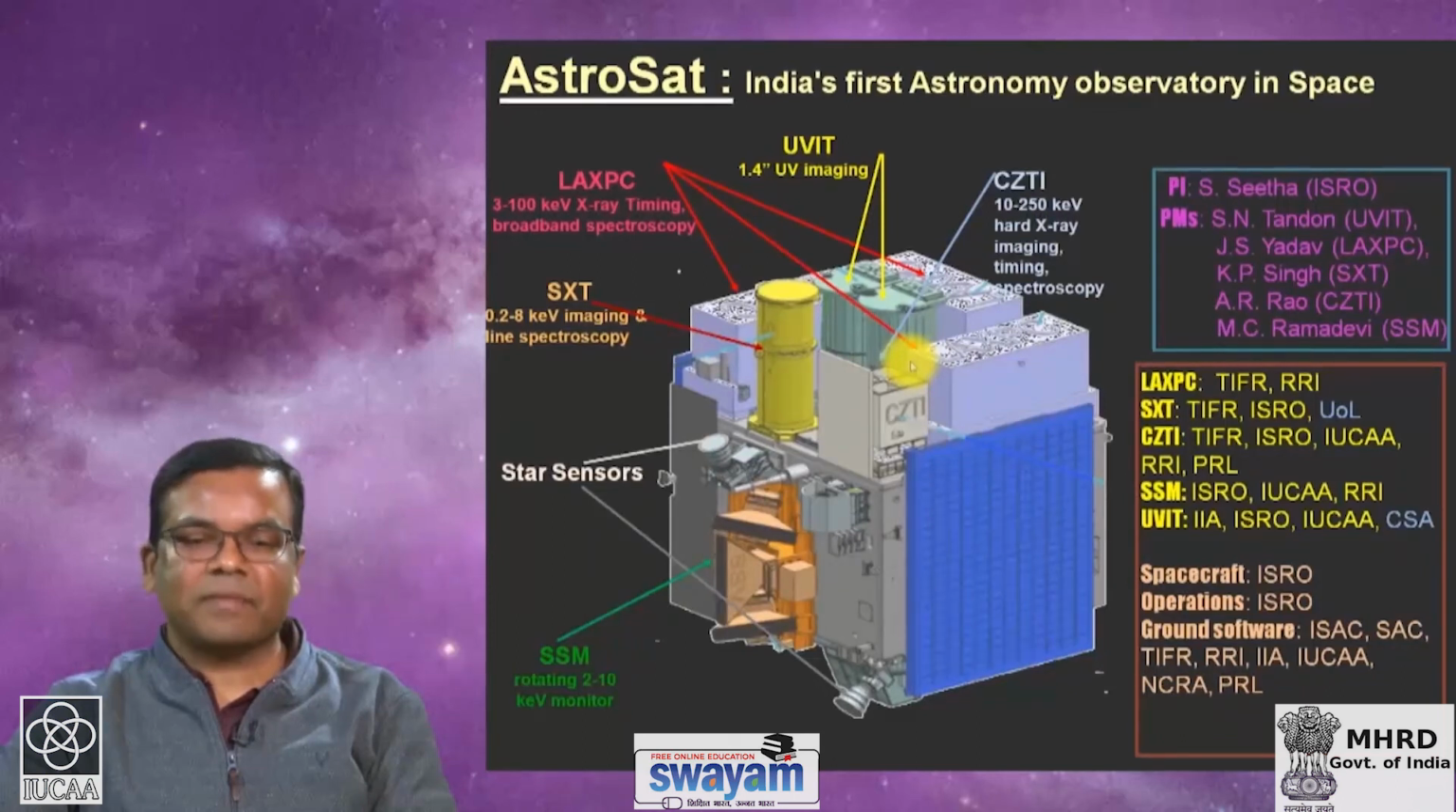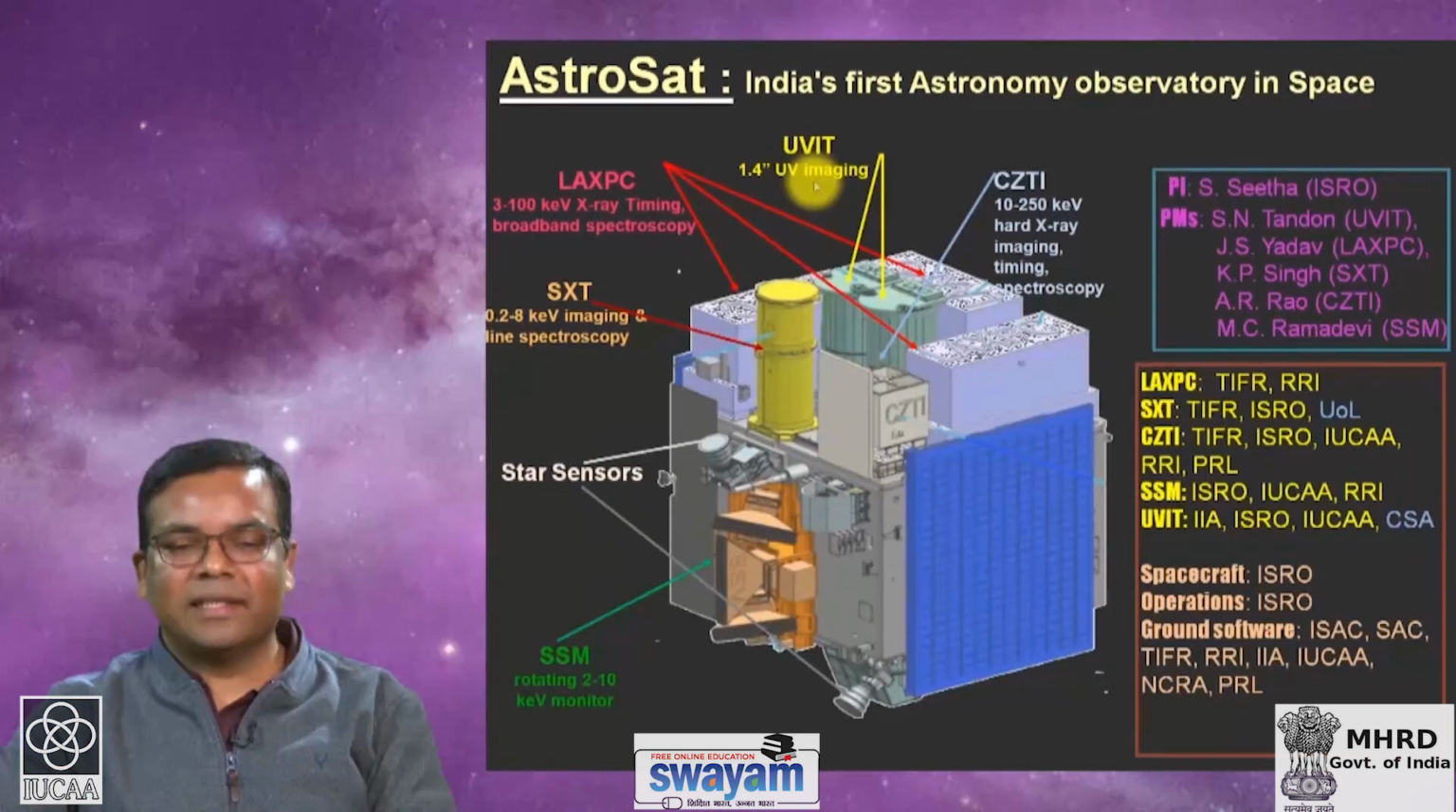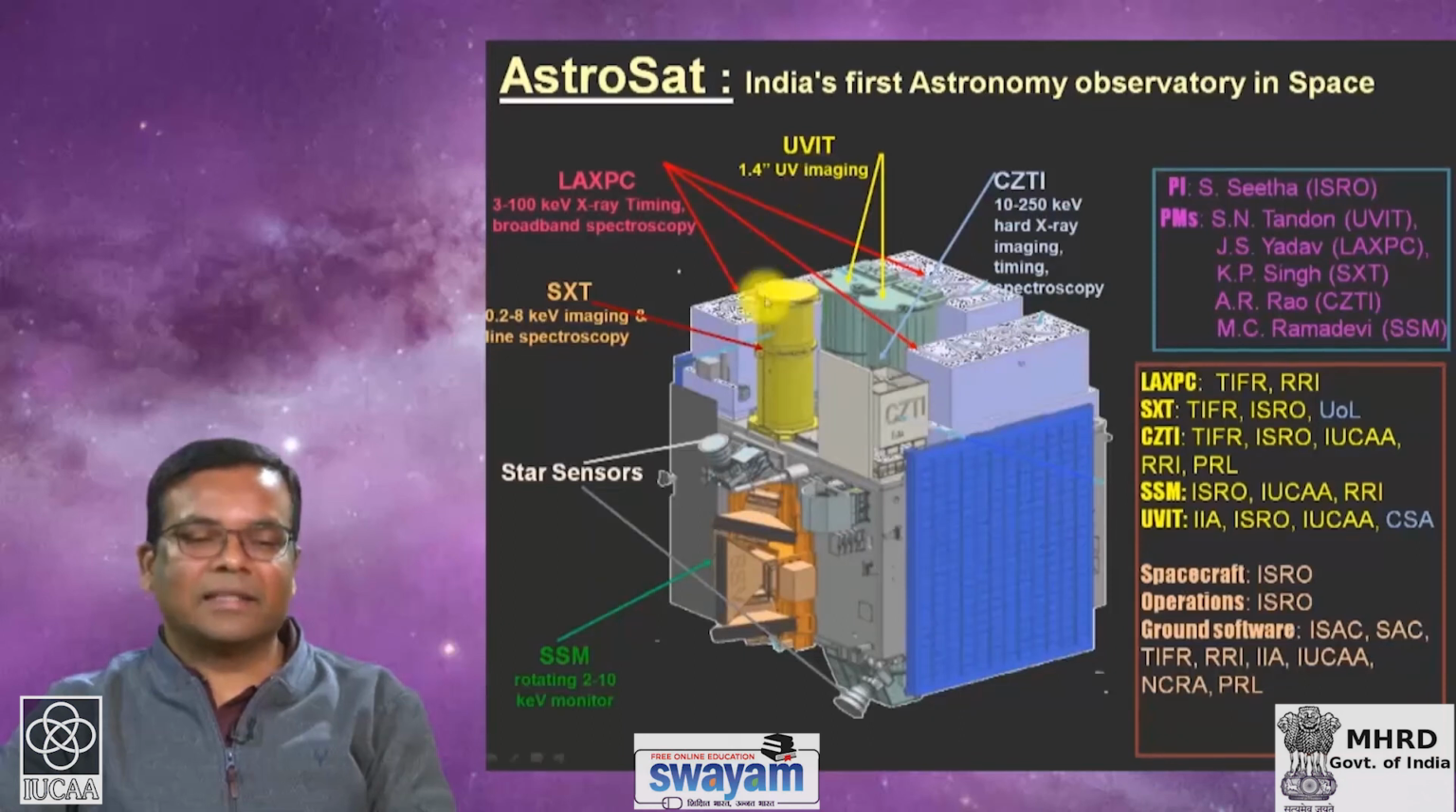It carries multiple instruments. In the optical and ultraviolet band, there is the UVIT, ultraviolet imaging telescope, which has a fantastic imaging resolution of about 1.4 arc second. It is sensitive from the optical to far ultraviolet region, down to about 1300 angstrom. In the X-ray band, there is a soft X-ray telescope which has X-ray optics and charge coupled devices. It is sensitive in the soft X-ray band, 0.2 to about 8 keV.